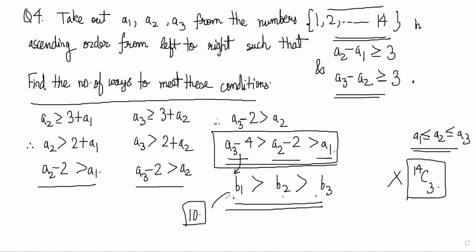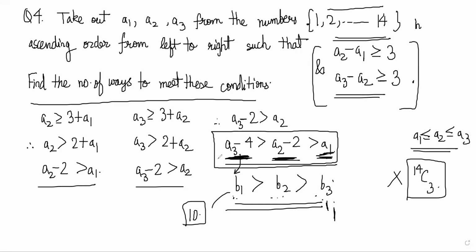And after that, anything less. The smallest number here is what? A1 could have been 1, and then B3 could have been 1, right? So basically, you are selecting these 3 numbers, A3 minus 4, A2 minus 2, and A1, which we are calling B1, B2, B3, from the set of numbers 1 to 10, right? If you make sure that B1, B2, B3 is from 1 to 10, you will always have A3, A2 and A1 satisfying these conditions, right?